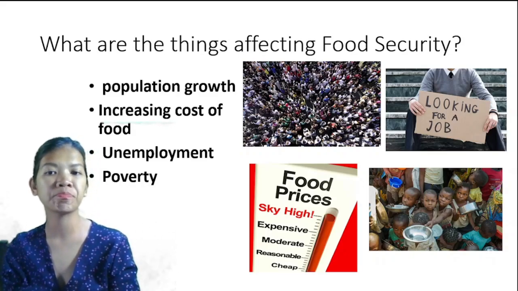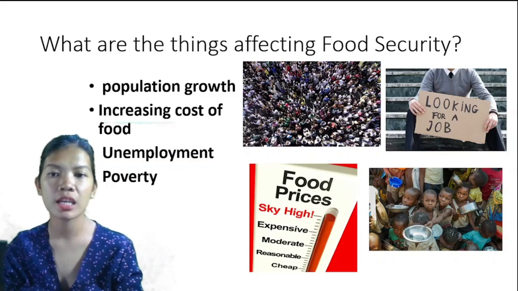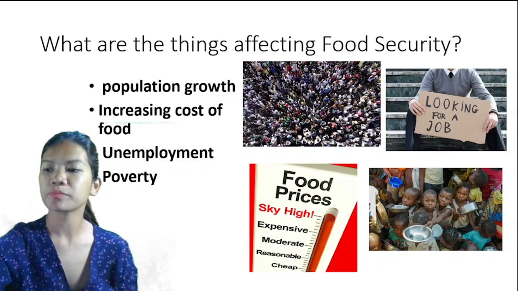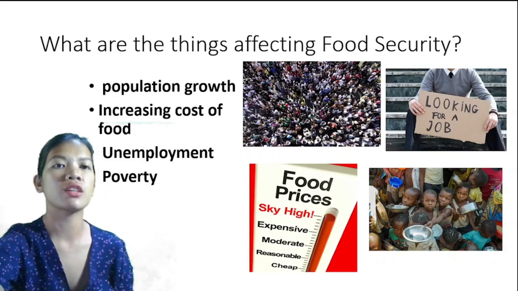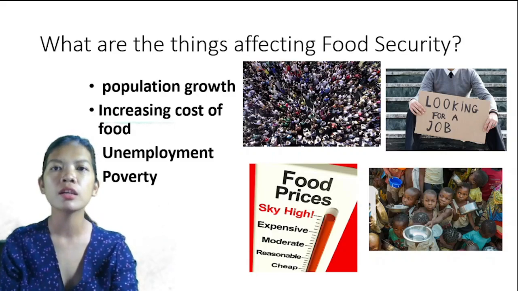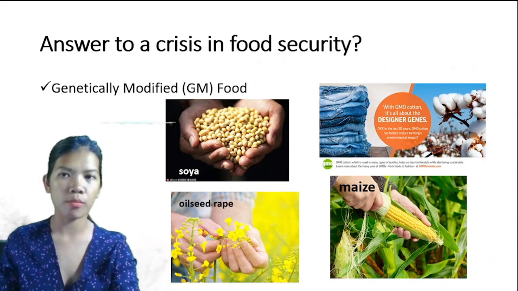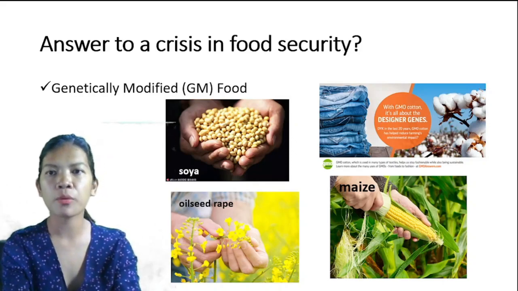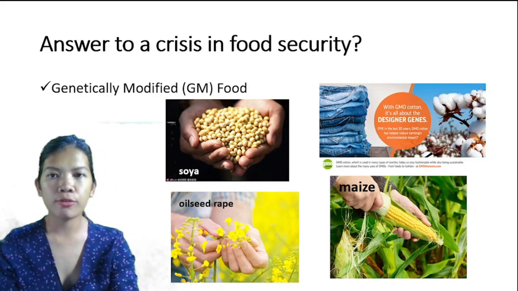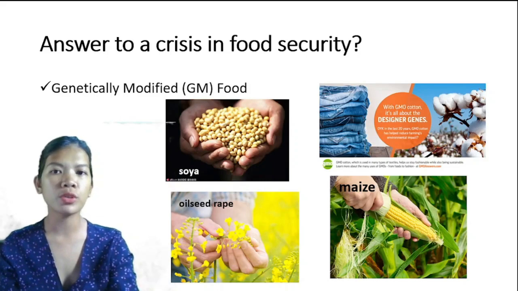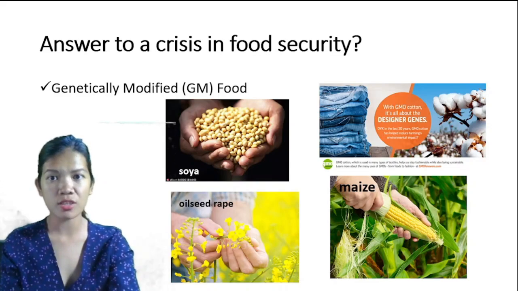In addition, children with unemployed parents have higher rates of food insecurity compared to children with employed parents. So, those are the reasons affecting food security. Now, what might be the answer to these food security problems? Are you familiar with GM food, or what they call genetically modified food? So, GM food might be the answer to this crisis.